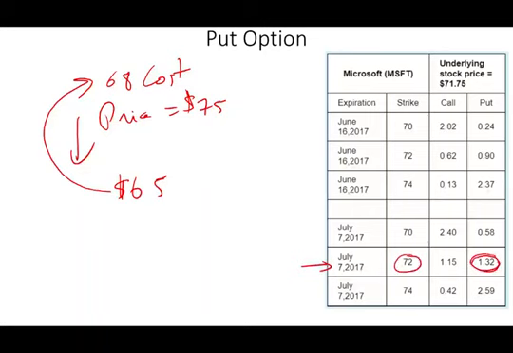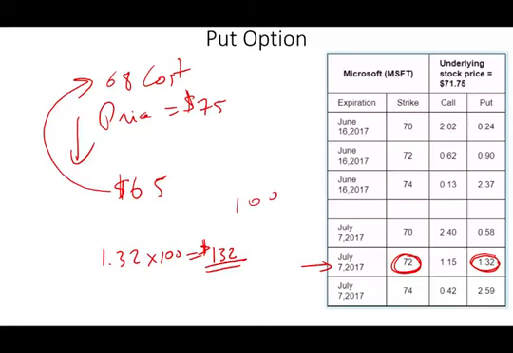What does that mean? It means you pay today $32 per contract times 100 shares. You pay today $132 to someone, and you will tell that someone, between now and July 7th, I can sell Microsoft shares to you at any time at $72. My 100 shares at $72, and you have to buy them.